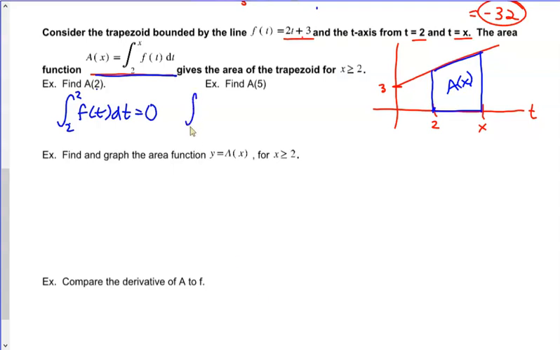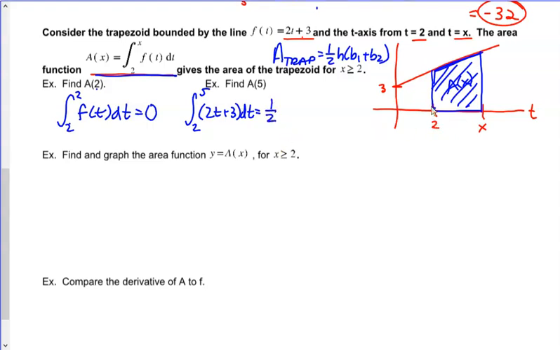But if I go from 2 to 5 of my function, and actually I'm going to go ahead and write that function in, which is 2t plus 3, so you get to see that. Since it's the area of a shape that I know geometrically how to find the area of, I can use that formula to help me out. So for a trapezoid, don't forget the area of a trapezoid is 1/2 height times base 1 plus base 2. That's what I want to find. So I'm going to do 1/2. Remember, the height is the distance from parallel side to parallel side. So that is this distance.